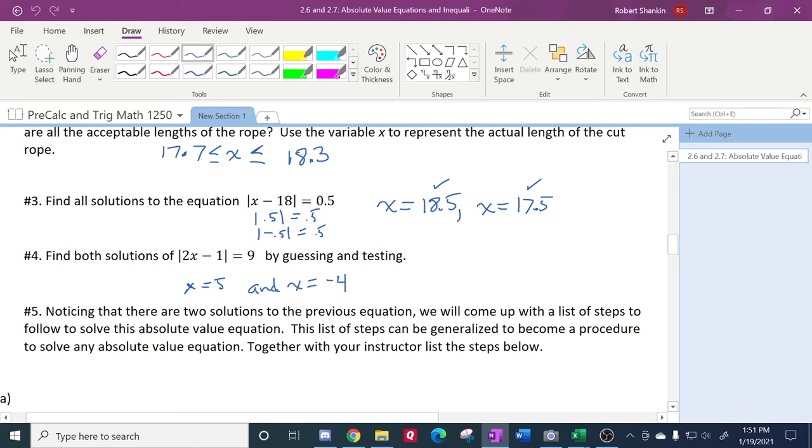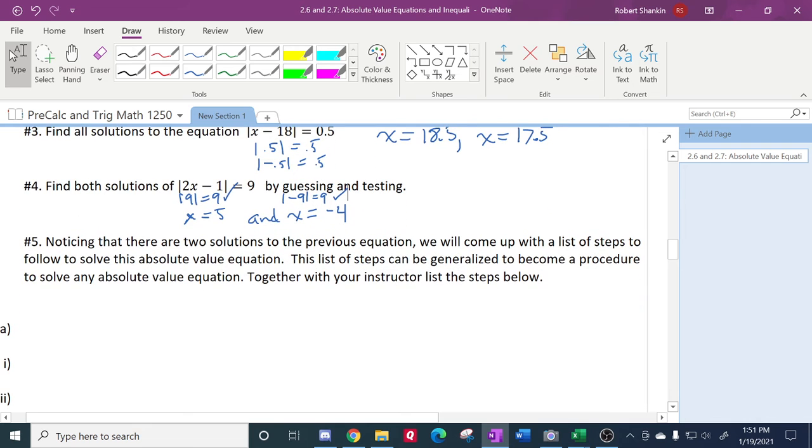When you plug in positive 5, you're going to get absolute value of 9 equals 9, check. When you plug in negative 4, you'll get absolute value of negative 9 equals 9, check. One time, the absolute value doesn't do anything. The other time, the absolute value is knocking off the negative sign.